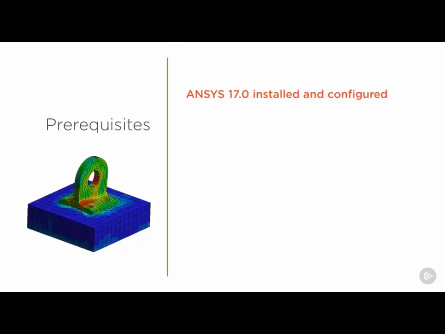Prerequisites. First, you'll need ANSYS version 17 already installed and configured, along with either a mechanical or structural license. If you don't know what any of these are, then you should please contact your ANSYS vendor for more information, as this course will not cover how to install ANSYS Workbench.